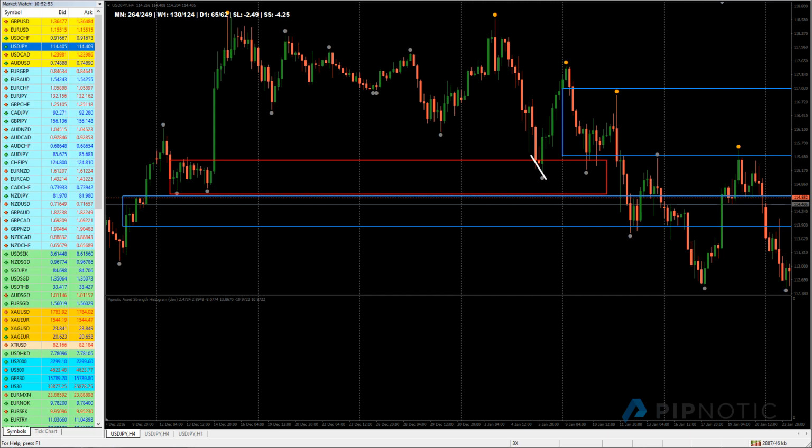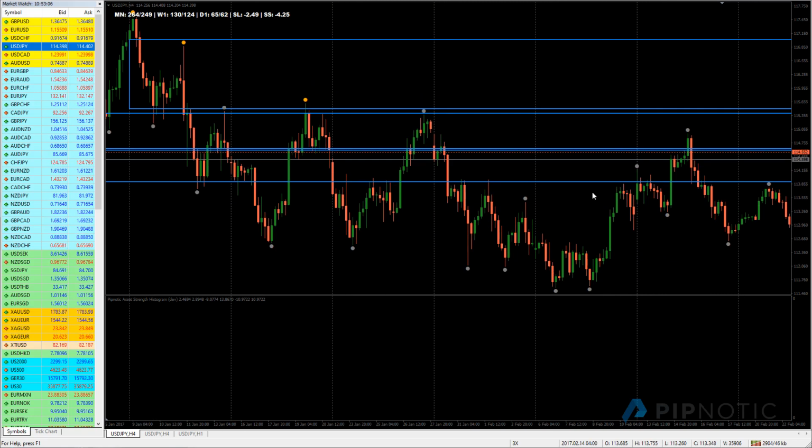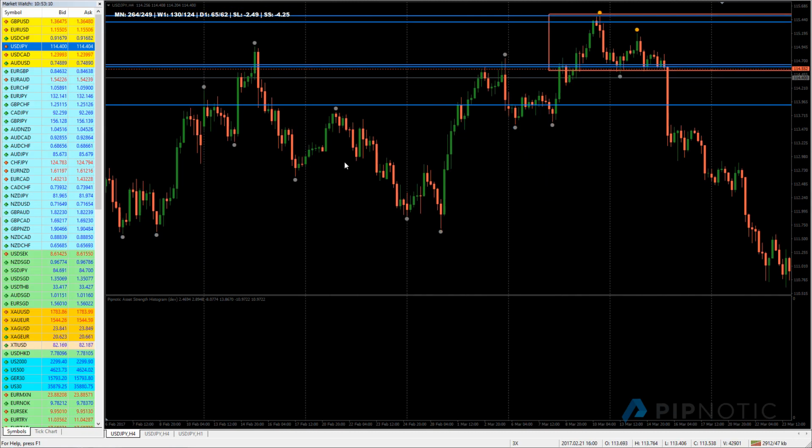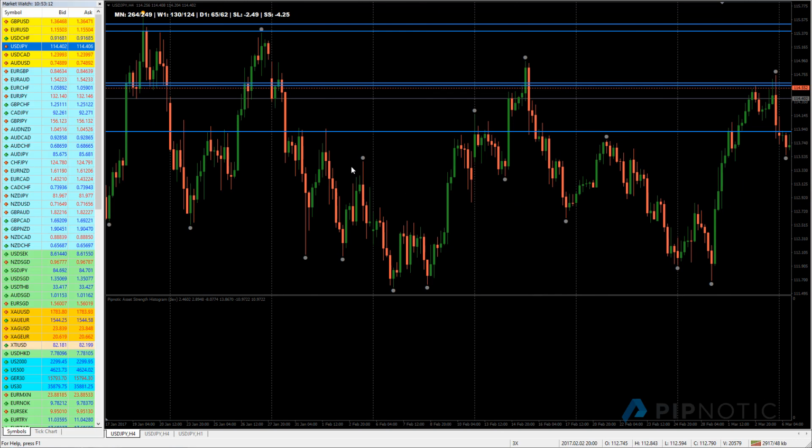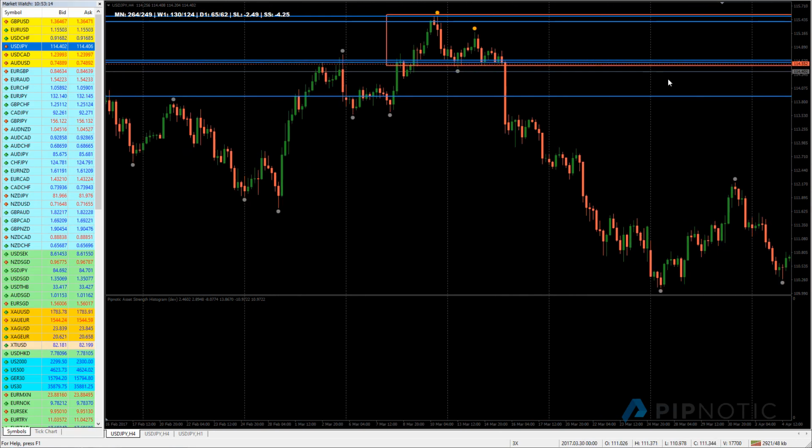Once, twice, and now it's gone. Okay, slingshot, a lot of slingshotting going on. 1, 2, 3, 4. Actually, 4, this is back into it, and then we left. Price is currently sitting right here.